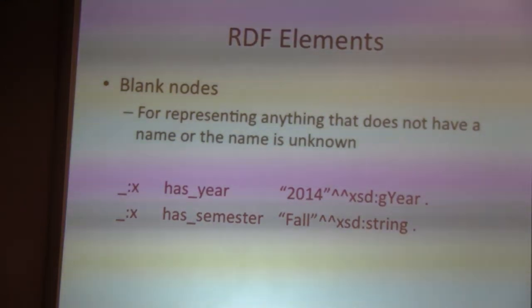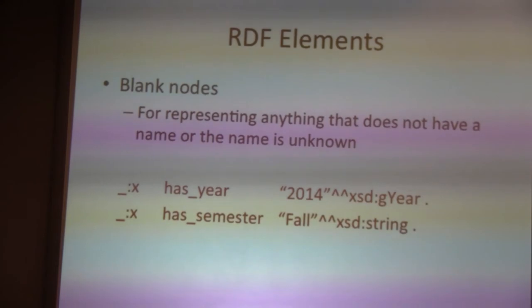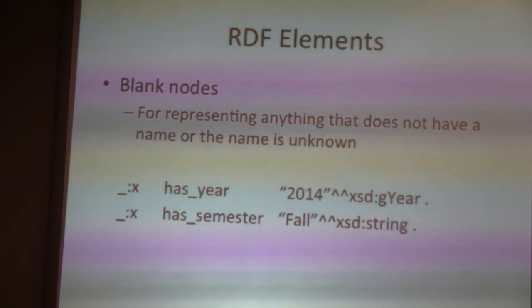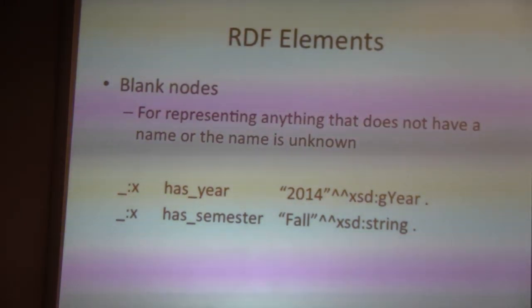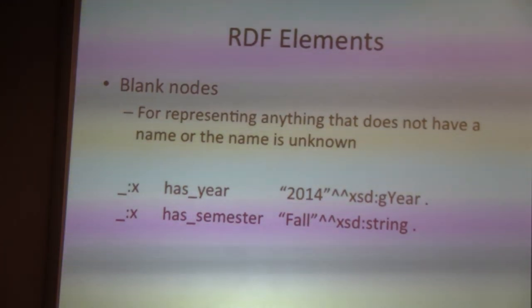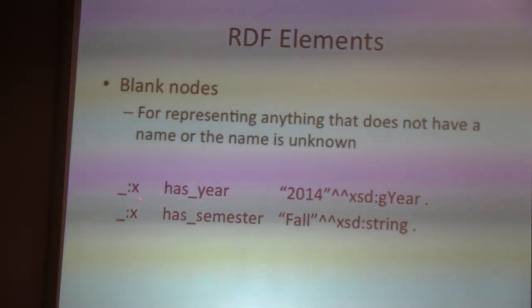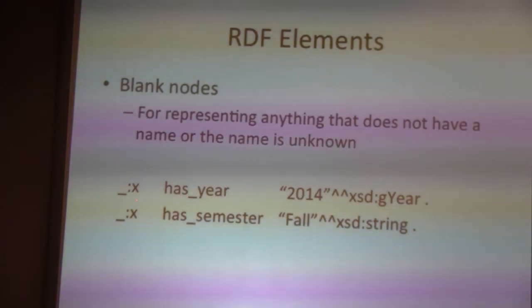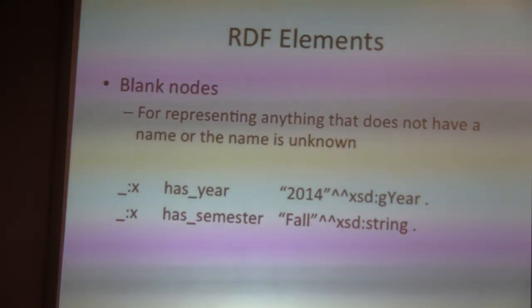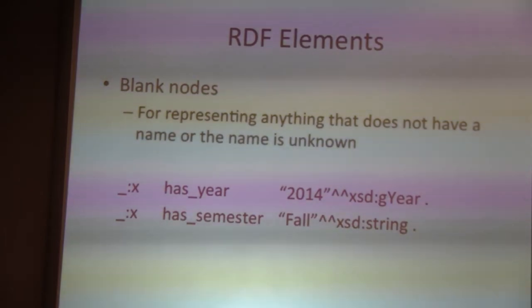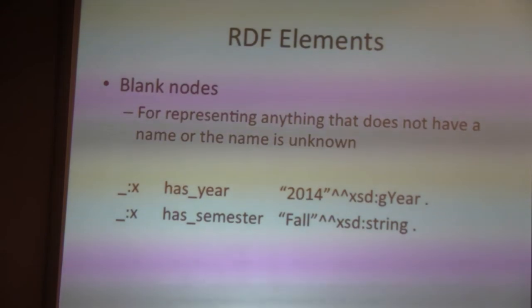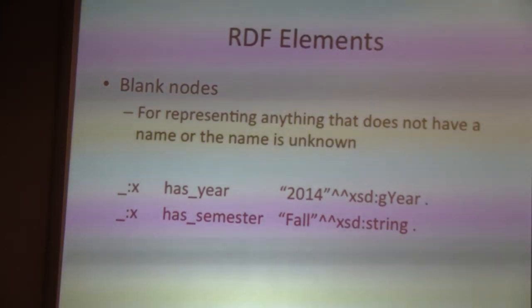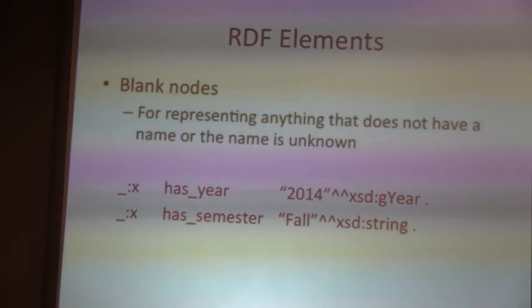In order to indicate that it is a blank node, meaning I don't know the name of that person, I don't know the address of that thing, but I know some of the attributes of that thing, we use underscore, colon, and then some ID. That means this X is a blank node. And in this case, if we go back to the previous example, we have 4 and 2014.